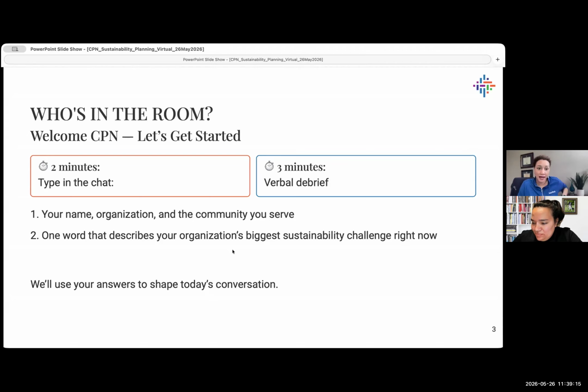Start by typing your name, your organization, and the community you serve into the chat. Your name, your organization, and the community you serve. And then give me one word that describes your organization's biggest sustainability challenge right now. You know, what's the stone in your shoe around sustainability? Because we're going to use the answers you provide today to shape our discussion. So go ahead, and I know I gave you a lot of stuff to put in the chat, but let's start there.